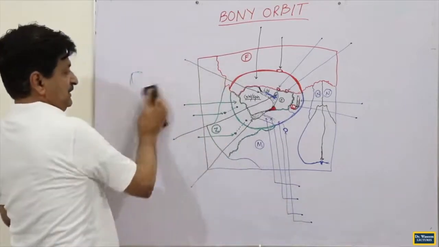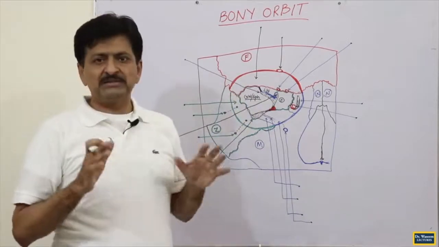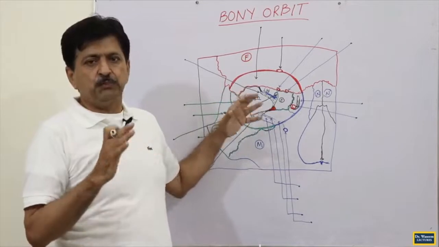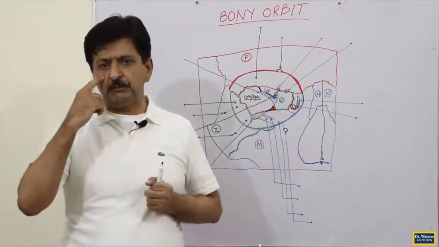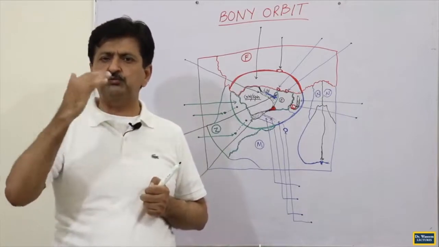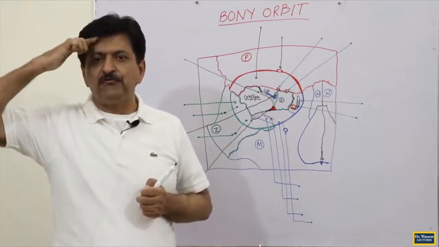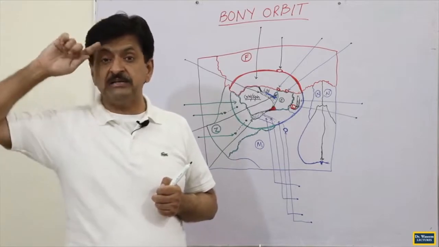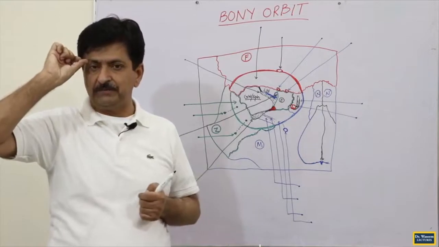Now, if you want to understand the orbit in a better way, you should think about which bones constitute the walls of the orbit. Almost all of these bones are those which also form the facial skeleton. If the frontal bone comes here, it forms the upper orbital margin, called the superior orbital margin, and turns inside and forms the roof of the orbit.